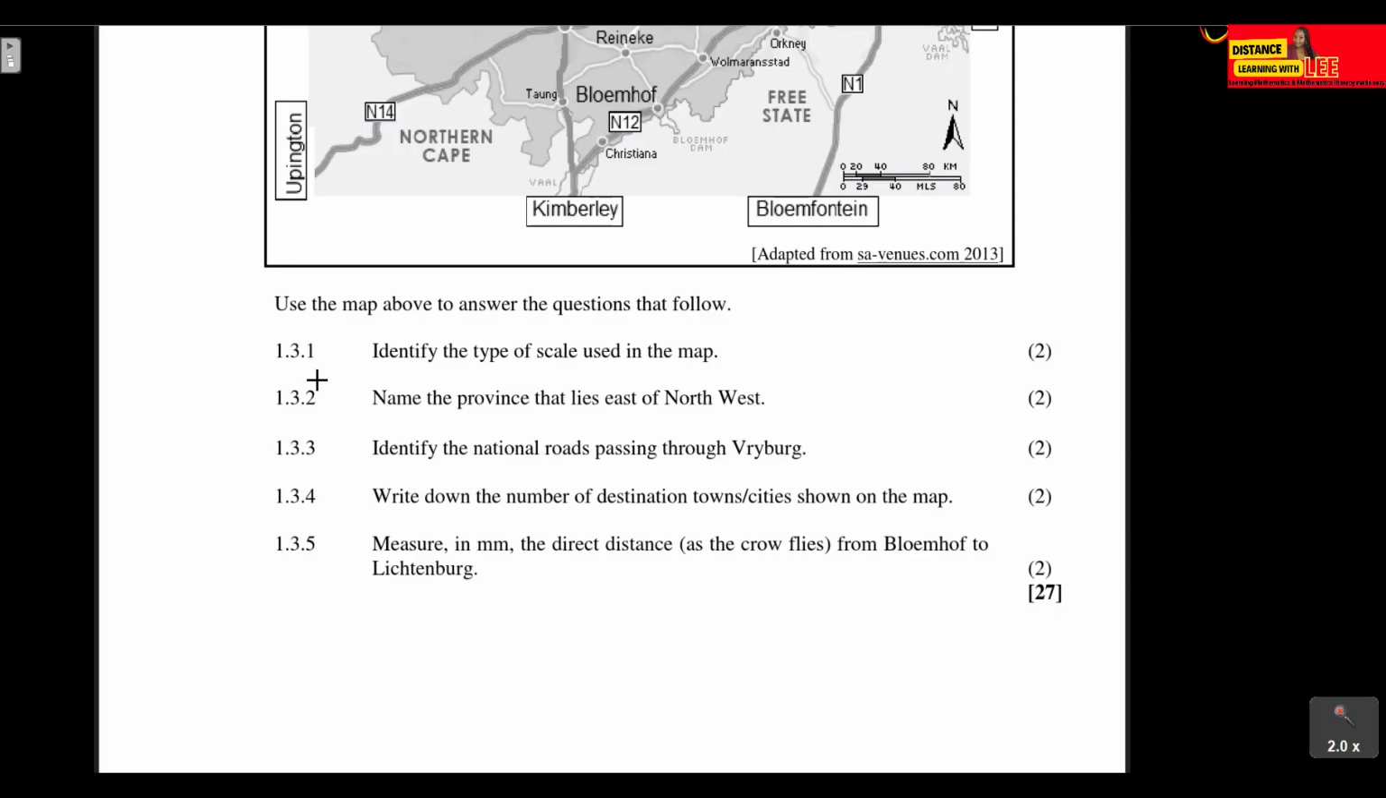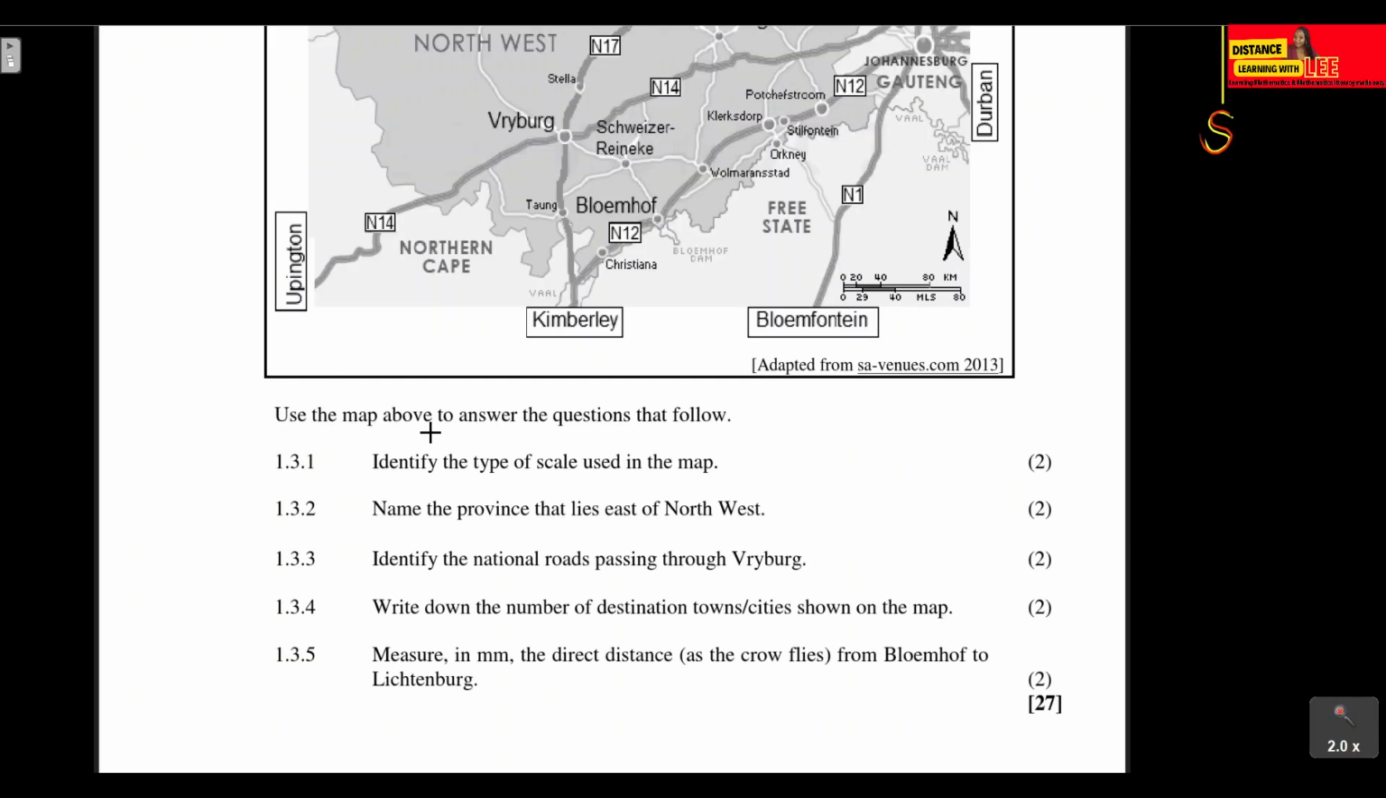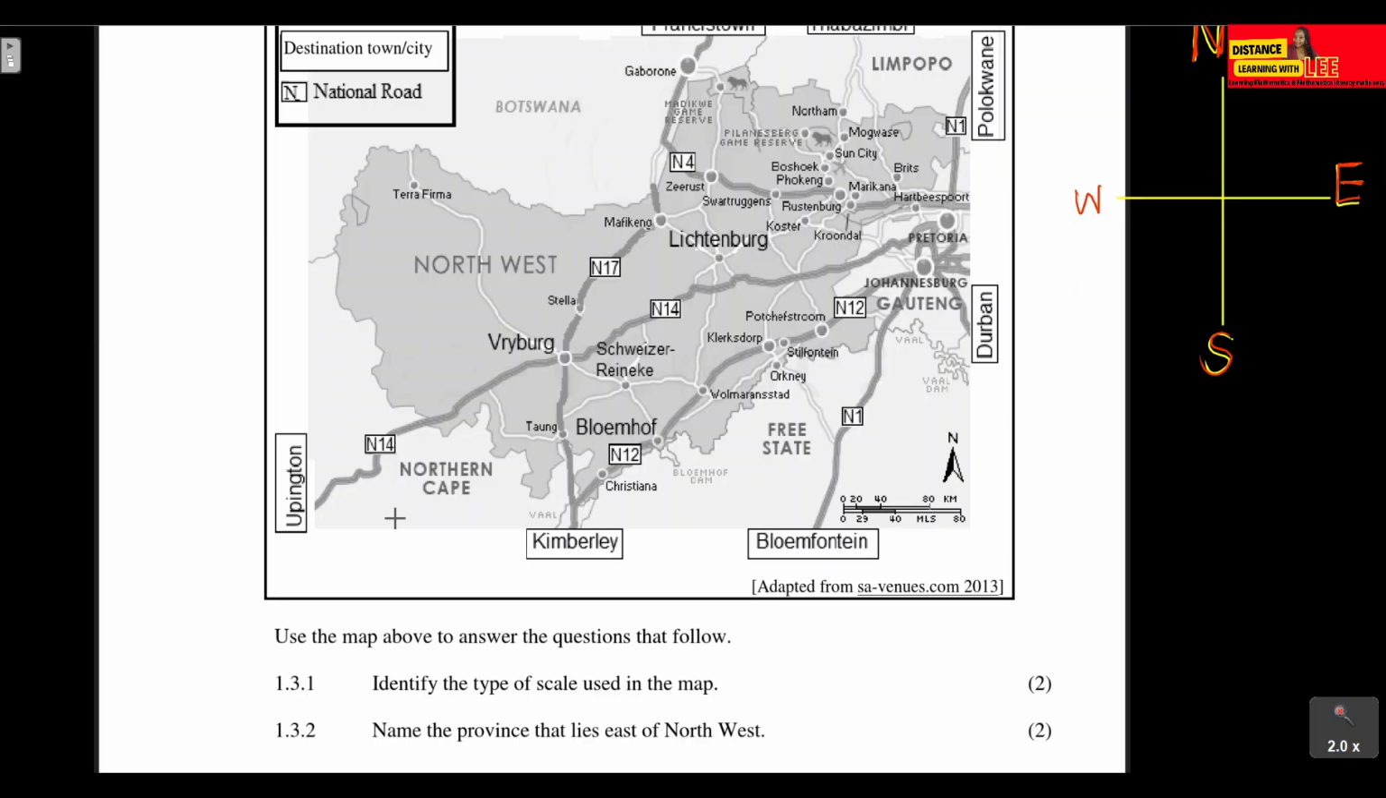Before that, it says use the map above to answer the questions that follow. Question 1.3.1 says identify the type of scale that is used in the map. Like I mentioned, here in the bottom right corner we are given a scale, and this scale looks like this. We've got bars, where it says 0 to 20, and it's shaded, and then 20 to 40, and then 80. So what type of scale is this?